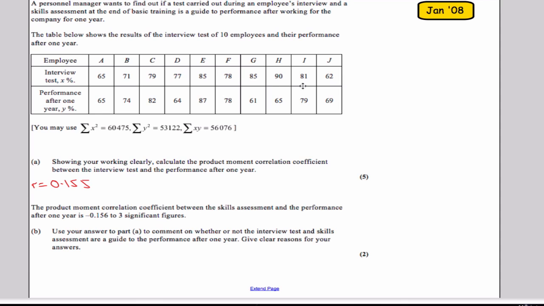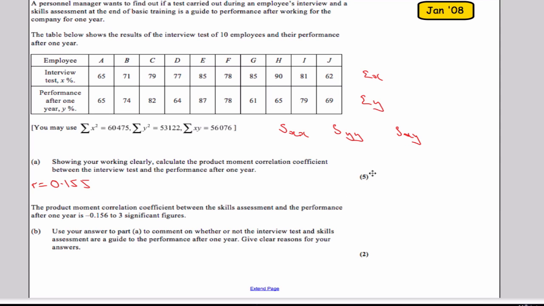Now, if you were to do it the traditional way, you're going to need to work out the sum of x, you're going to need to work out the sum of y, you're going to need to work out Sxx, you're going to need to work out Syy, you're going to need to work out Sxy, and then use all of that to work out r.